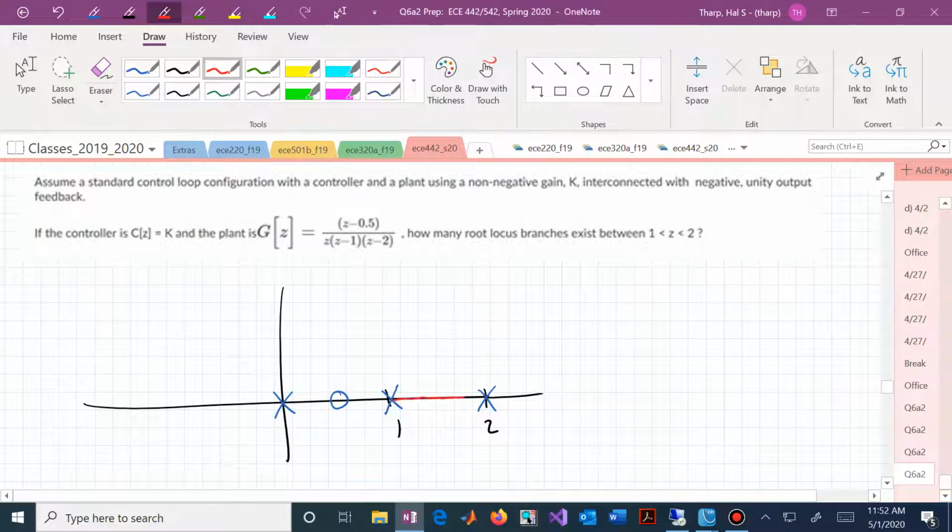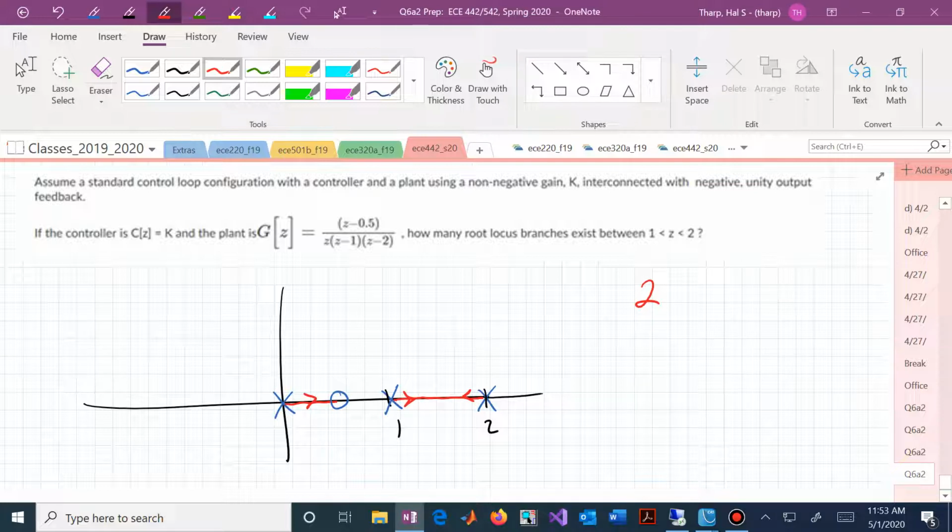So we start looking for real axis segments with an odd number of poles and zeros to the right. We now can see that we have two branches between 1 and 2, and we have one branch between 0 and 1/2. And the question is, how many root locus branches exist between 1 and 2? The answer is 2. We have one segment, but there's two root locus branches on that segment.